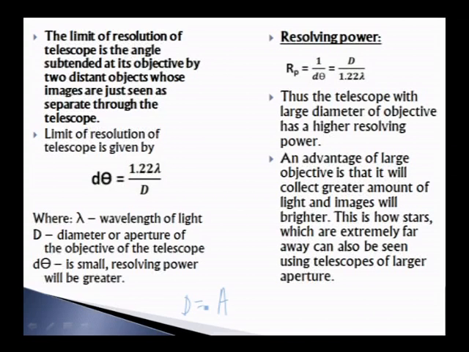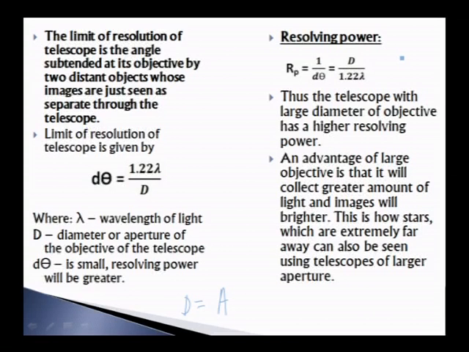Again, it depends upon the d. Since d is in the denominator, if the value of d increases, the value of d theta decreases. That is, if the size of the aperture is bigger and bigger, then the angular separation theta becomes small. Now the resolving power of a telescope is given by this formula, it is the reciprocal, 1 divided by d theta.